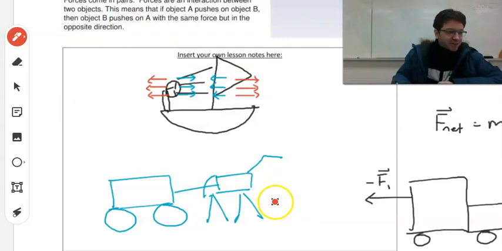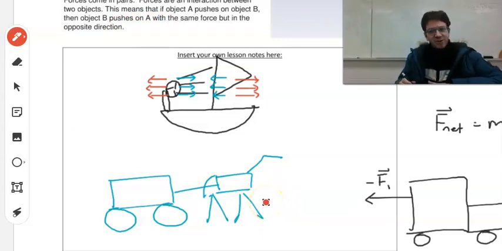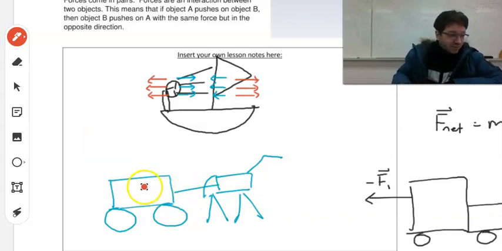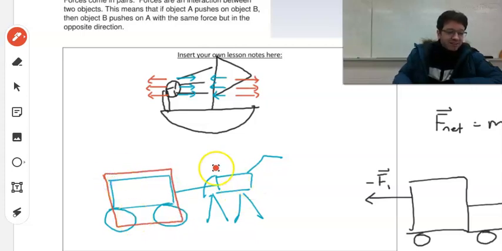So how this is going to work, and this is very, very important. Whenever you have action and reaction forces, a very, very important detail is that the action and reaction force always act on different objects. So let's look at just the carriage. The horse is pulling on the carriage, so we're going to have a force in this direction. Let me just call that F, or F applied if you like.